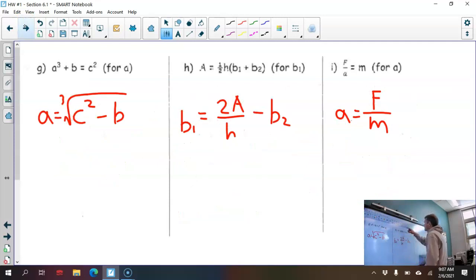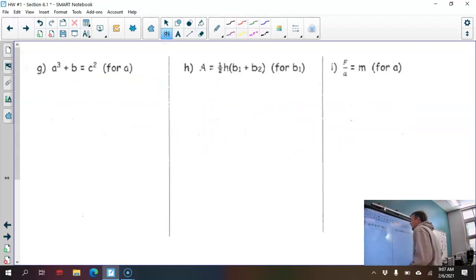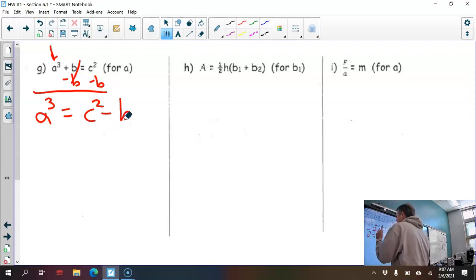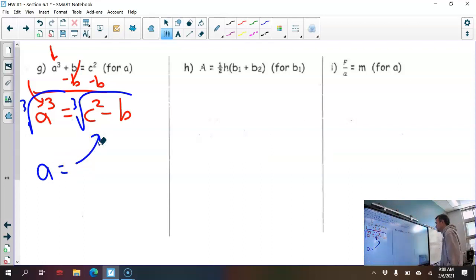And finally, this one's very similar to a previous one. First, I need to isolate this. Then I will take the cube root. So first, I'm going to subtract b from both sides and have a cubed equals c squared minus b. Then I would get rid of the cube by taking the cube root of both sides. All right, a cube root has a little 3 there. And I would get a equals the cube root of c squared minus b.